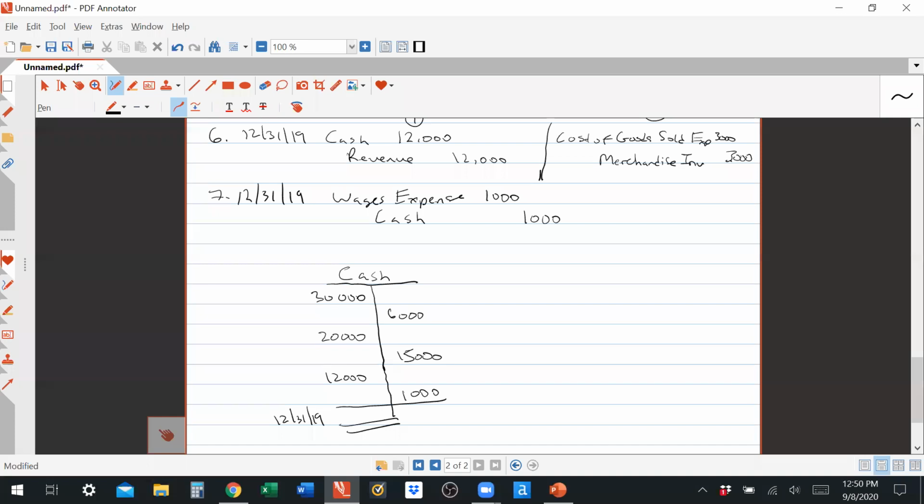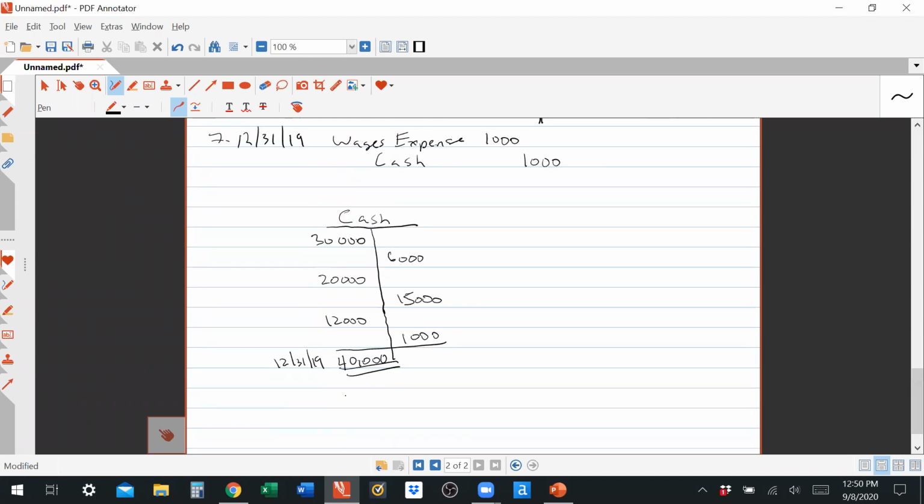29,000. Then add 12,000. So we're up to 41,000. And then we subtract 1,000. So at the end of the month, we have a $40,000 balance in cash. And the normal balance in cash is a debit balance.